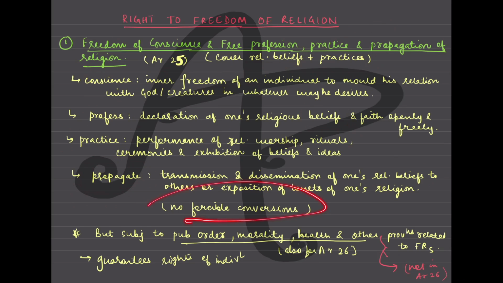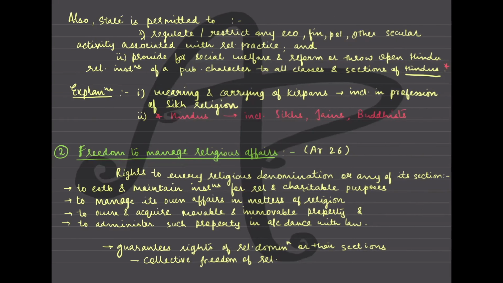And you are not getting into forcible conversions. You're not asking any other person to get forcibly converted into your religion. That is not allowed. It's just propagate. You are just transmitting your ideas about it. But there are certain conditions: public order, morality, health, and other provisions of fundamental rights. And this is what we have seen, that these 3 are also there in Article 26, but this is not in Article 26. And this article guarantees the rights of the individual.